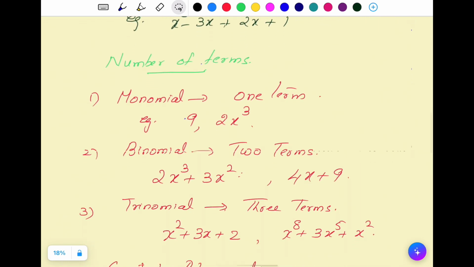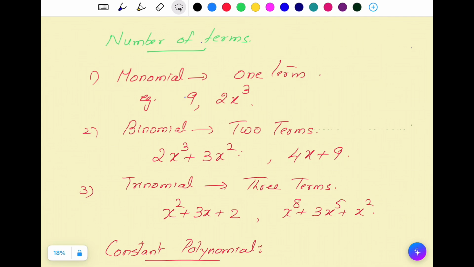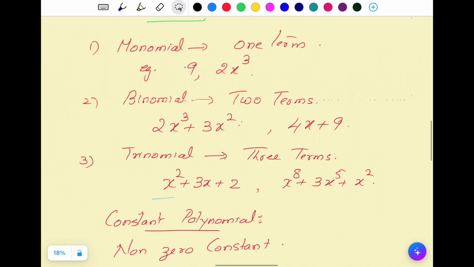Now, number of terms. If you have only one term, the degree can be anything, but if you have only one term, then it is called a monomial. Then if it has two terms, it is called a binomial. Here you have just two terms. Then trinomial has 3 terms. It can be plus or minus, it does not matter, only the number of terms matters. So, if you have 3 terms irrespective of the powers, then it is called a trinomial.